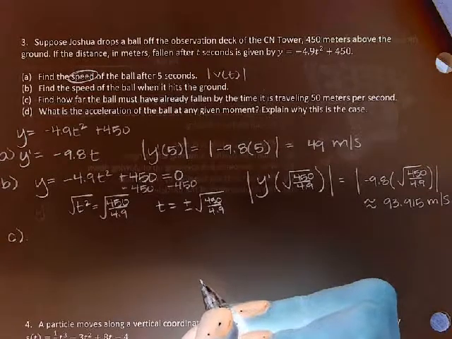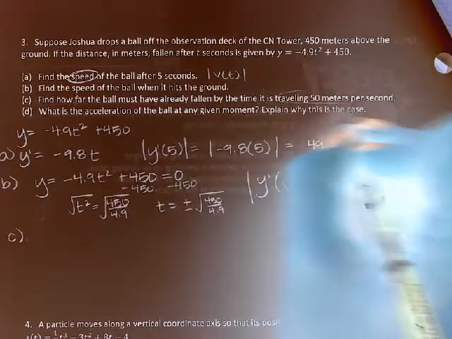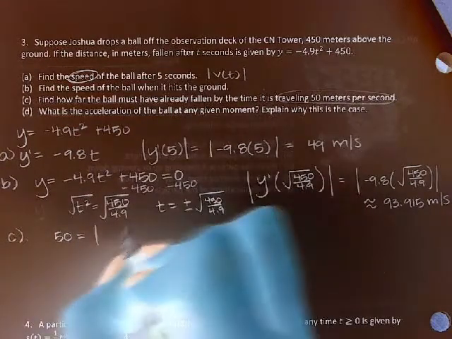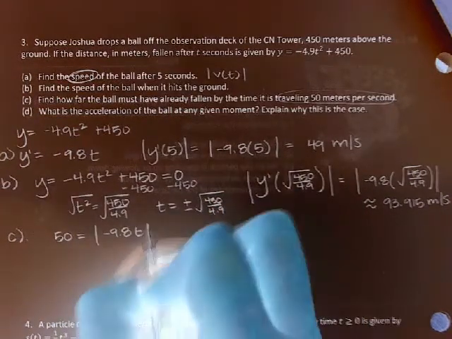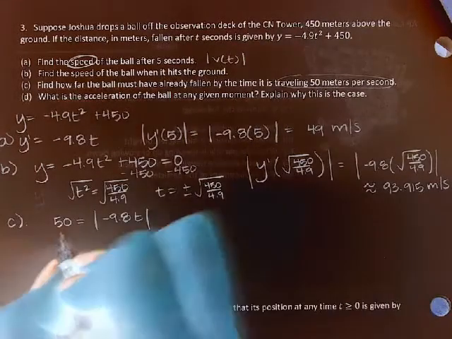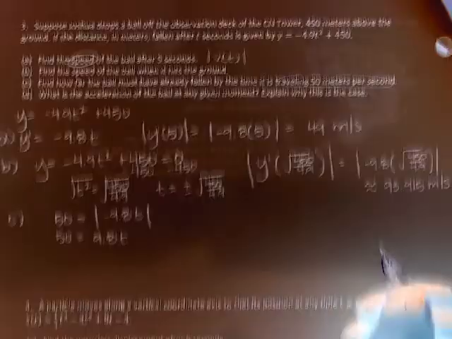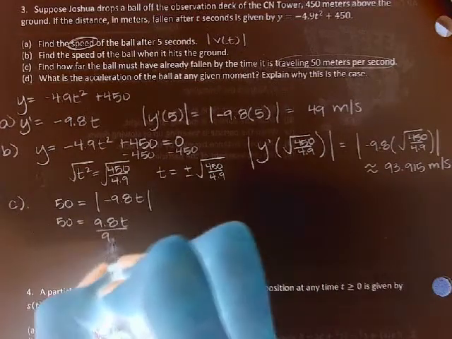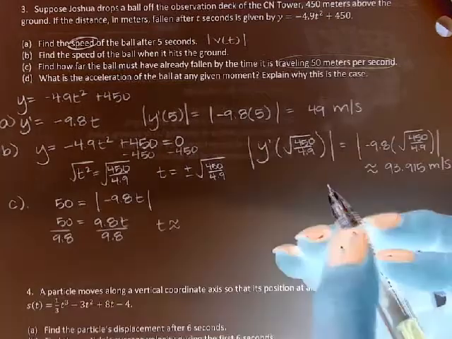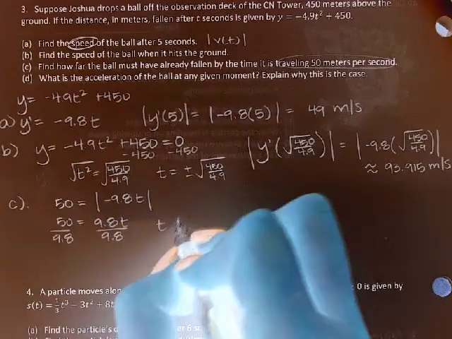All right, so back to the problem we're doing. What do we need to do? We're going to say 50 equals the absolute value of negative 9.8 times t. So we're going to divide by 9.8. And then what does t equal? Actually, let's just call it 50 over 9.8, because that's easier to plug in than decimals.